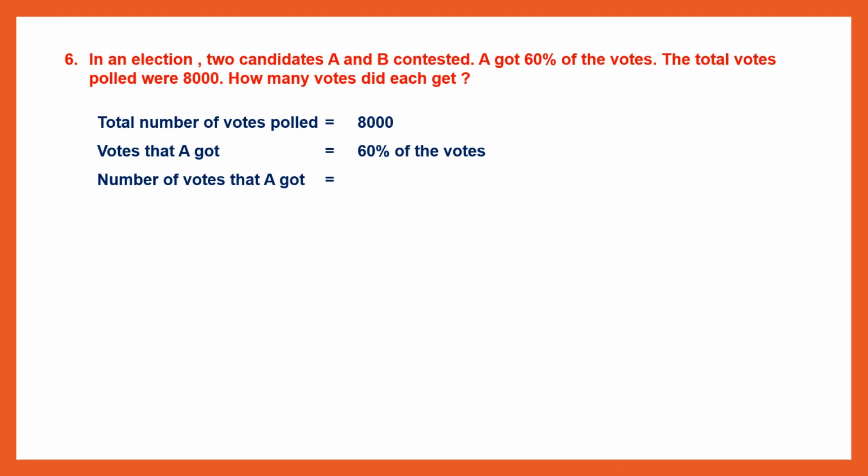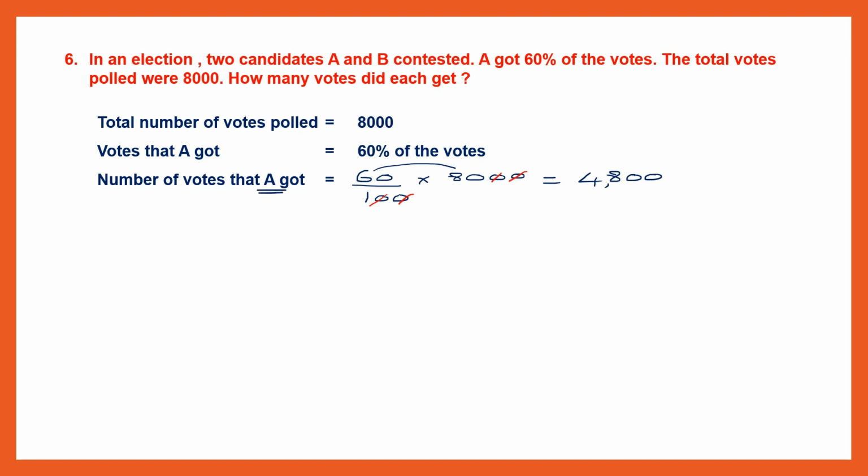For that we say 60% means 60 by 100. Of is into, and the votes is the total number of votes, which is 8,000. Now here we can cancel. Let me cancel 2 zeros here and 2 zeros there. That's it. I can't cancel any more zeros. Now let's multiply the numerators. So here 6 8s are 48 and then put the 2 zeros. So we have 4,800. So this is the number of votes that A got.